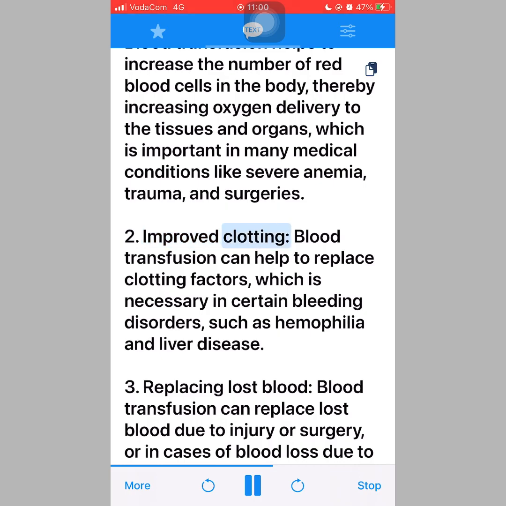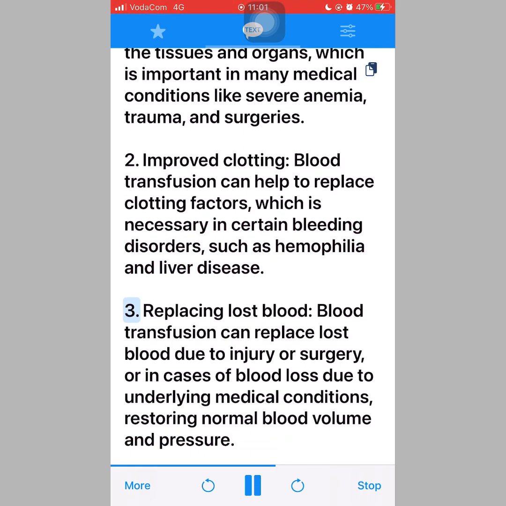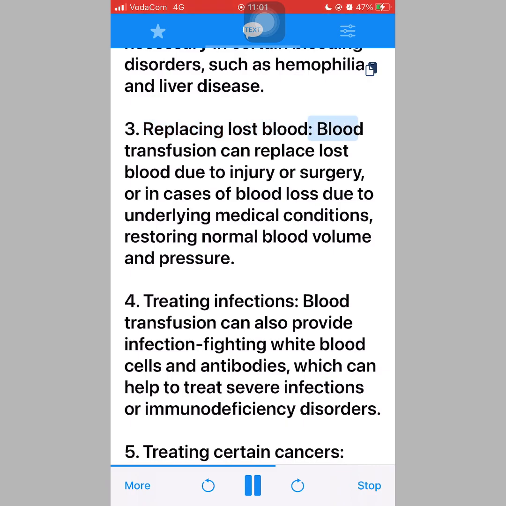2. Improved clotting. Blood transfusion can help to replace clotting factors, which is necessary in certain bleeding disorders, such as hemophilia and liver disease. 3. Replacing lost blood. Blood transfusion can replace lost blood due to injury or surgery, or in cases of blood loss due to underlying medical conditions, restoring normal blood volume and pressure.